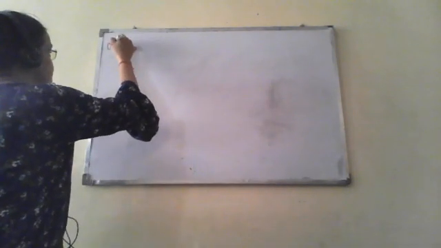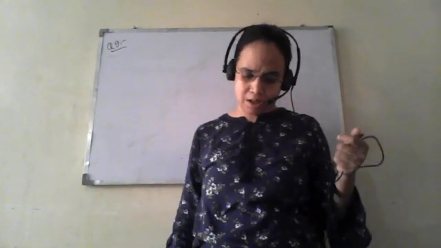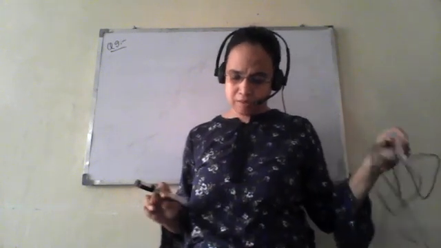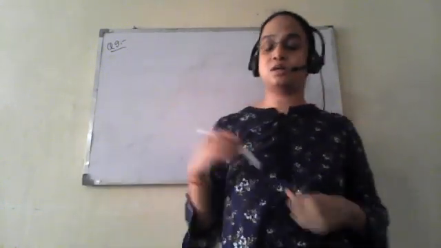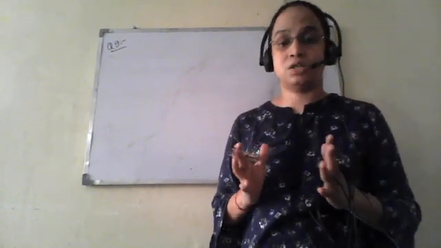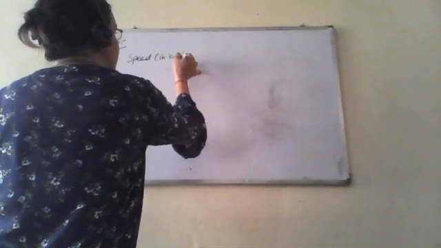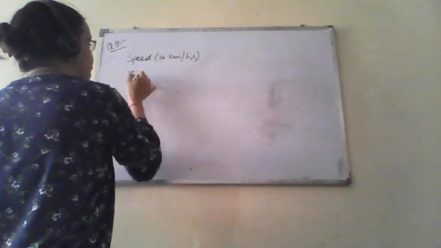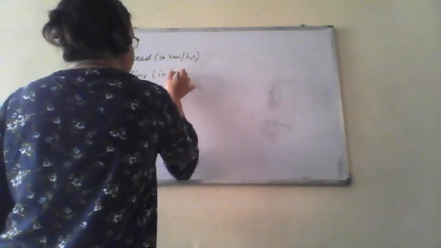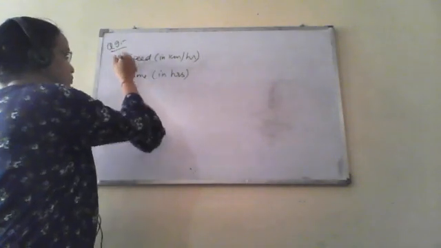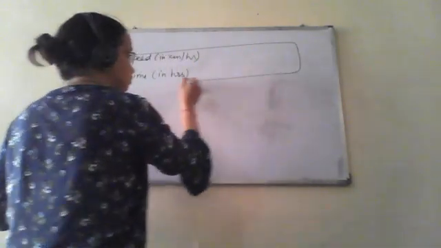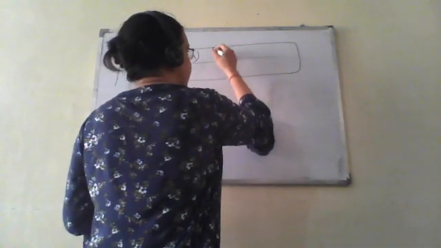This is question number 9. A car takes 2 hours to reach a destination traveling at a speed of 60 km per hour. How long will it take when the car travels at a speed of 80 km per hour? In this, the distance is constant and we are changing the speed. First we have the speed in kilometers per hour and the time taken in hours. So this much we have.